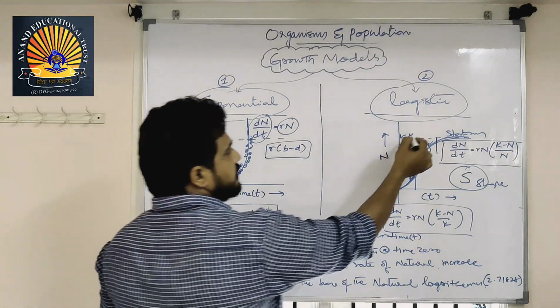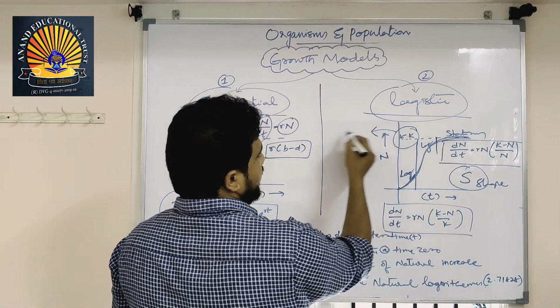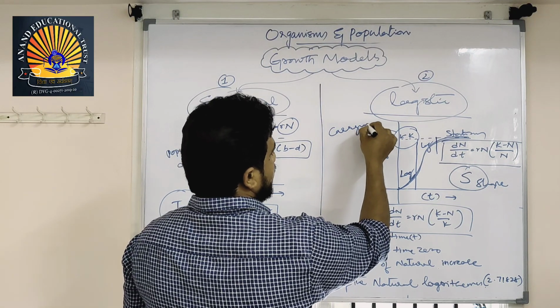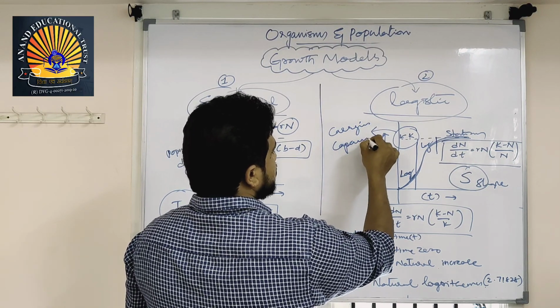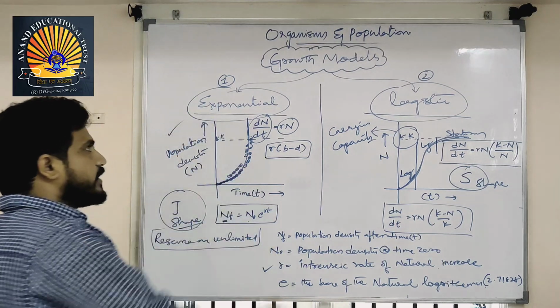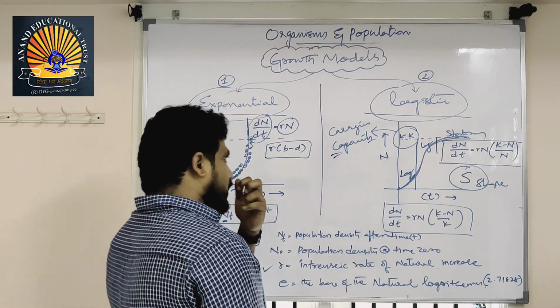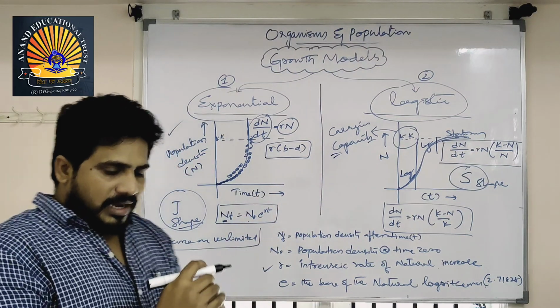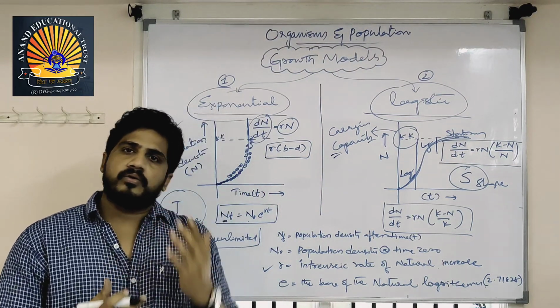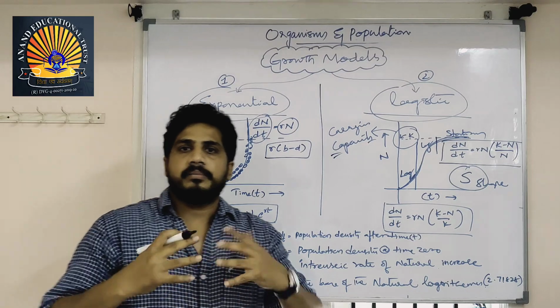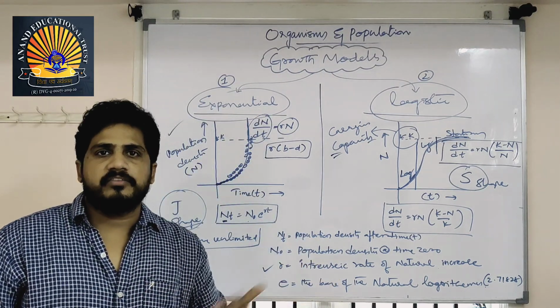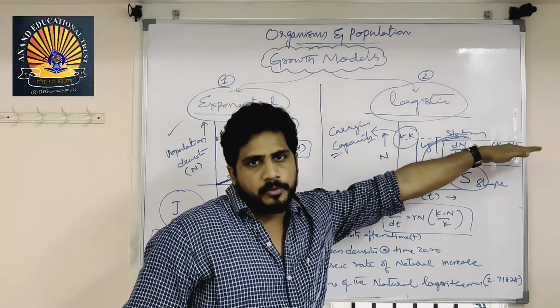Here the factor will be there, that is called carrying capacity. K is equal to carrying capacity. Whereas there is no carrying capacity in case of exponential growth. Because of the carrying capacity, until the resources are there, they grow very well. Once the resources become limited, the population number will be stabilized.